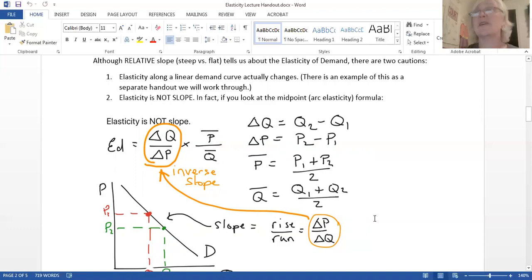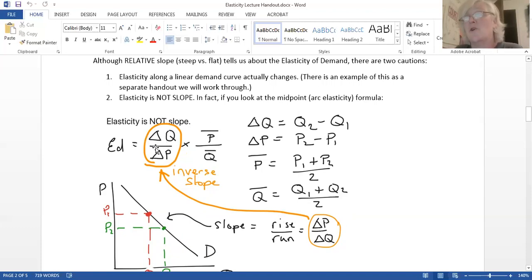And so what we're doing in my elasticity of demand midpoint formula is we're taking the change in Q divided by the change in P and multiplying it by another fraction that is created from average price divided by average quantity. And over here, I have the definition written out for you. Oh, by the way, this delta, this is the Greek letter delta. It's not just a triangle. That's the Greek letter delta, and it means change in sciences and in economics.